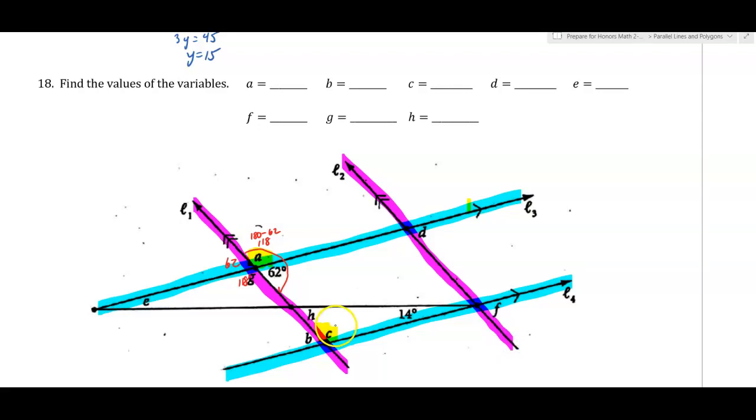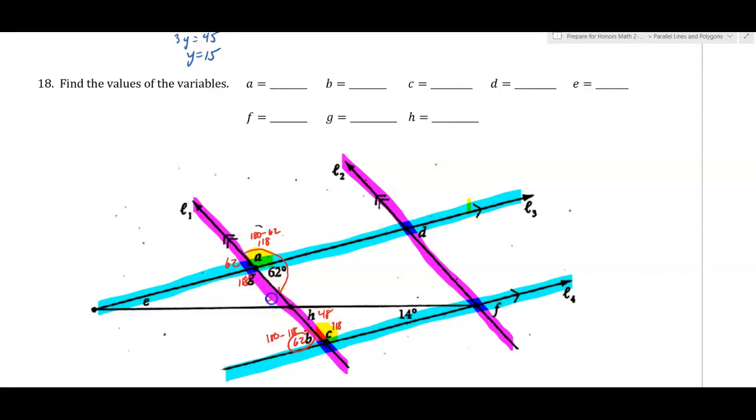So this angle would then be 118 degrees. If that's 14, that's 118. If I do 180 minus 118 minus 14, that would give me H is 48 degrees. Then for angle B, I'm going to do 180. This is just going to be 180 minus 118, which is 62 degrees, which is also corresponding up there.